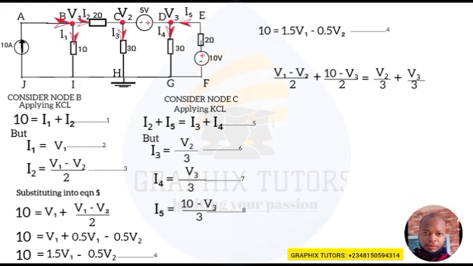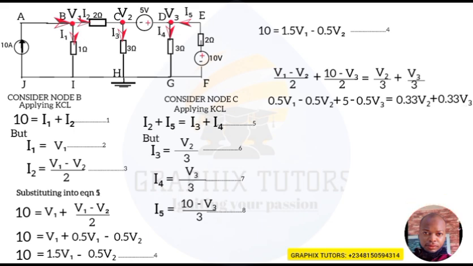Now, if you look at V1 here, the coefficient of V1 is 1, divided by 2, so we'll say 1 divided by 2, that will be 0.5 V1, minus the quotient of V2, which is also 1 divided by 2, giving 0.5 V2, plus 10 divided by 2 is 5, minus the quotient of V3, which is 1 divided by 2, is 0.5 V3, equals the quotient of V2, which is 1 divided by 3, is 0.33 V2, plus the quotient of V3, which is 1 divided by 3, and we have what?